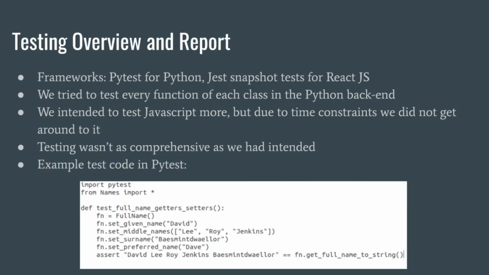Okay, now on to the testing overview and report. The frameworks that we used to test our Python was PyTest, and for JavaScript it was Jest. So the idea for our Python testing was to have a test file for every module, which might contain like 1 to maybe 4 classes. We had to test every function that was in a class. Most of these ended up being just kind of getters and setters anyway, but we tested those.